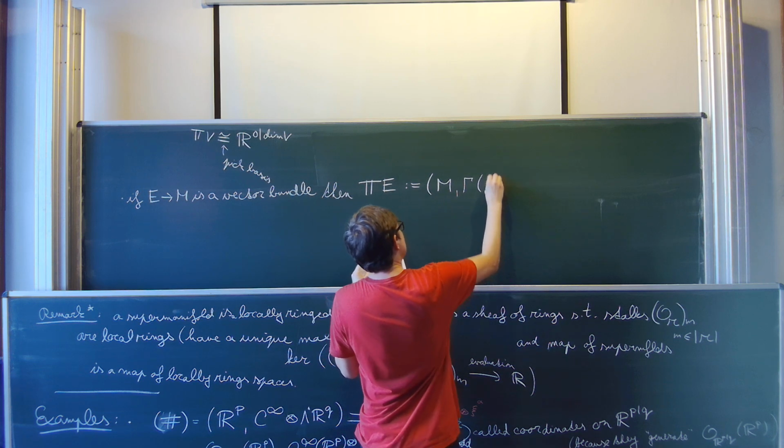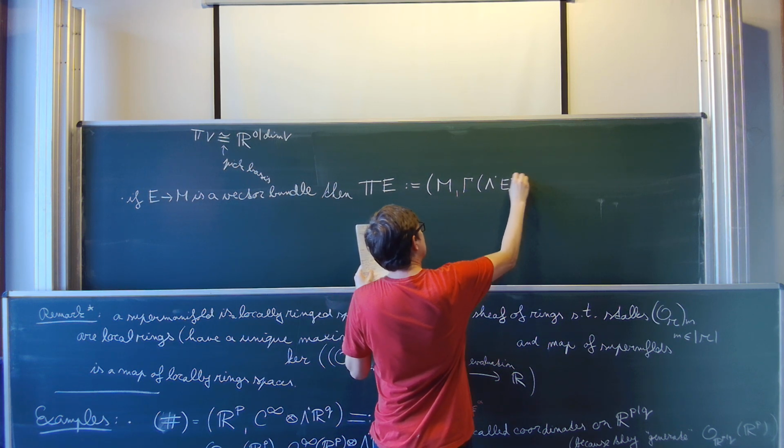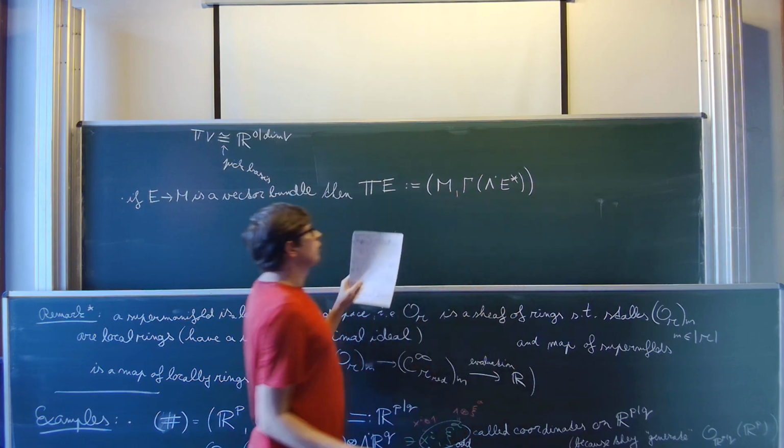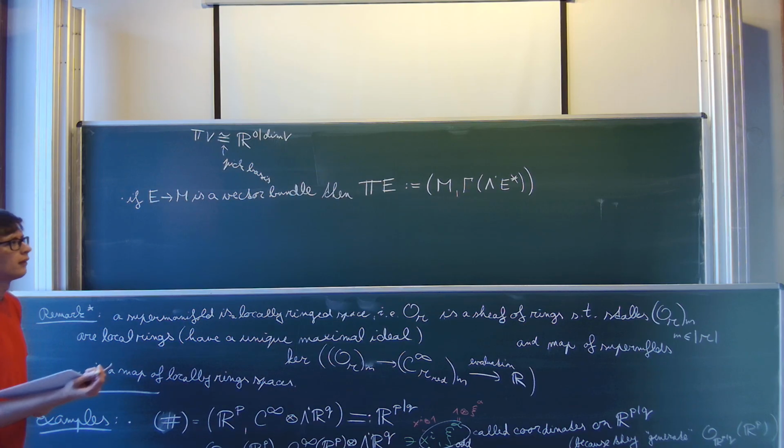And if you think about what this means, the sheaf will now look like this. You take a vector bundle, you take the dual of it, and then you take the exterior powers on that. And you look at sections.